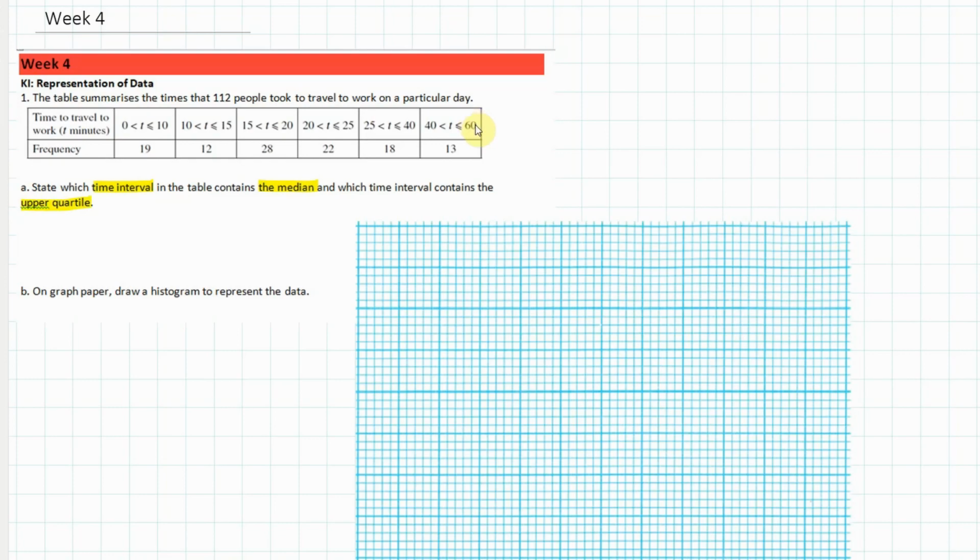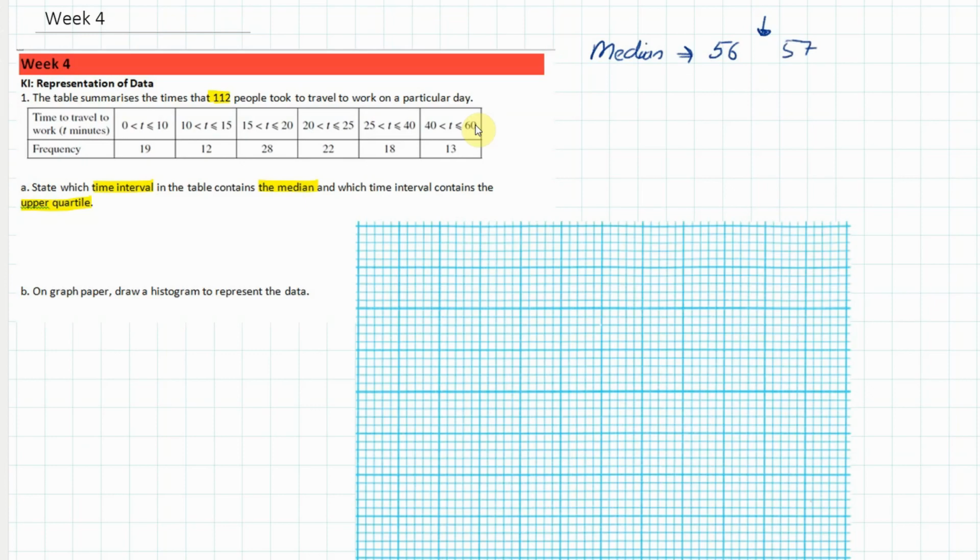Now, the key piece of information is that we've got 112 people. So for the median, if you divide 112 by 2, it's an even number, so you're going to be looking between the 56th and the 57th term values, so you want to add those two together and divide by 2. Yes, 56th and the 57th, that's exactly right.